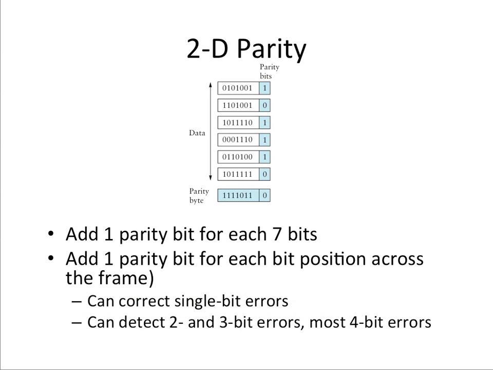Let's think about 2D parity. This is just another scheme. You can read about it online. I'm not sure if the book has this. But the idea is you compute parity in 2 different ways: one across the row, one across the column. And you send that parity information along with the message that you're trying to send. Why is this better than, for example, the odd or even parity that we saw in the previous slide? Is this necessarily better?